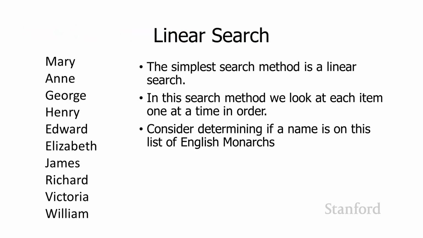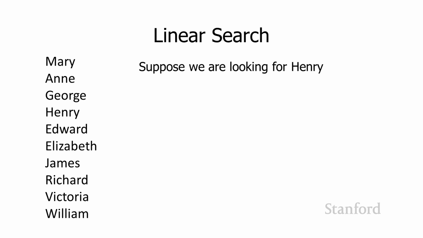All right, so here I've got a list of different sovereigns of England. And the simplest way I can go about trying to find out whether or not a particular name is on the list is using something called a linear search. In a linear search, we're going to start off with the first item, and then we would go through each of the different items one at a time in order.